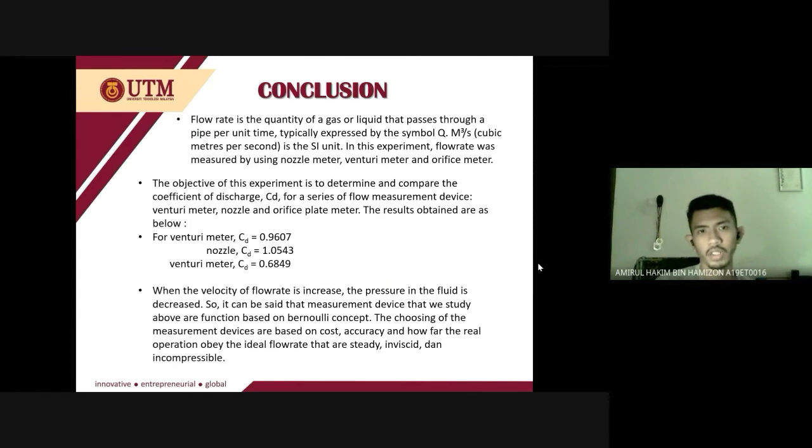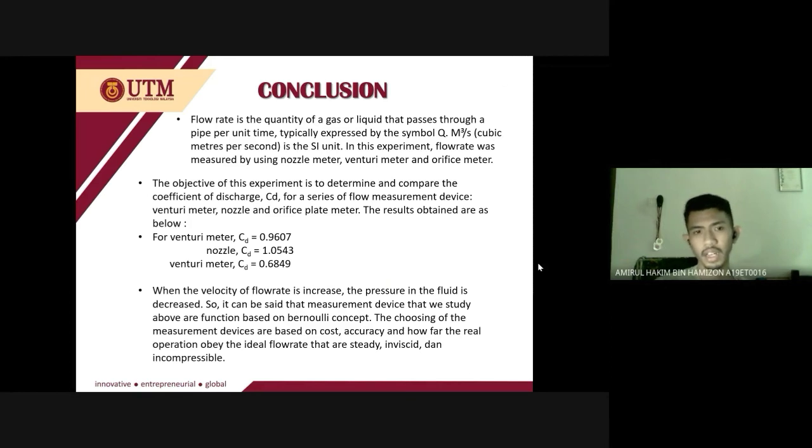For the conclusion, the definition of flow rate is the quantity of a gas or liquid that passes through a pipe per unit time, typically expressed by the symbol Q, with cubic meters per second as the SI unit. In the experiment, flow rate was measured by using the Venturi meter, nozzle meter, and Orifice meter. The purpose of the experiment is to determine and compare the coefficient of discharge for a series of flow measurement devices, which are the Venturi meter, nozzle meter, and Orifice plate meter.